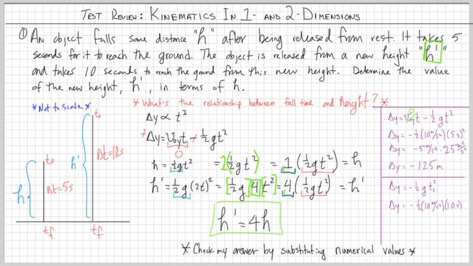I can then substitute in and double that time, 10 seconds squared, solve for delta y, and I'll have minus 500 meters. And there you go, you see that 500 meters, that magnitude of height, is 4 times the original height of 125 meters. So that ratio works out numerically as well.